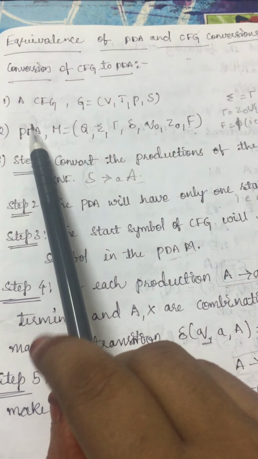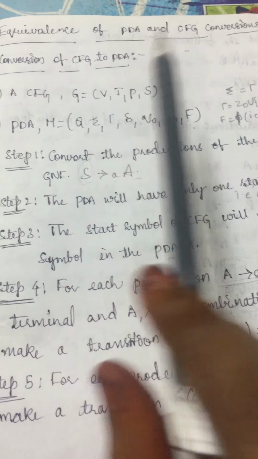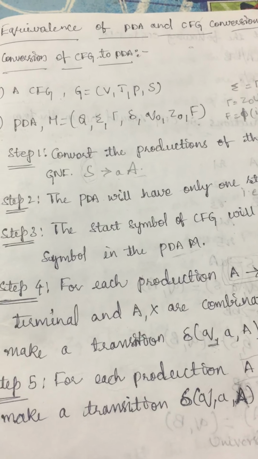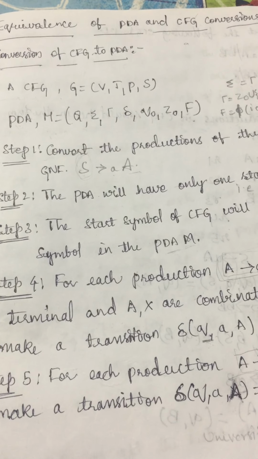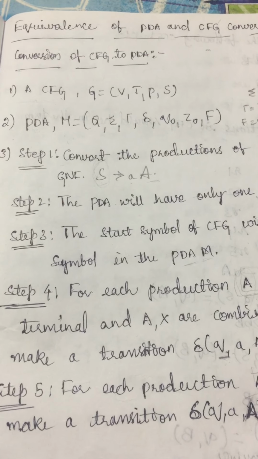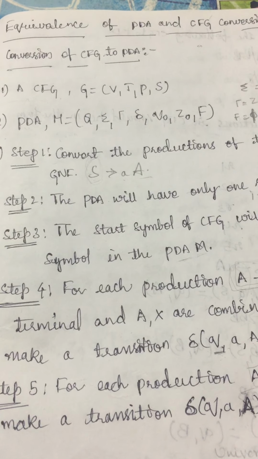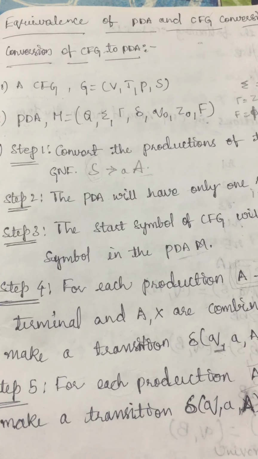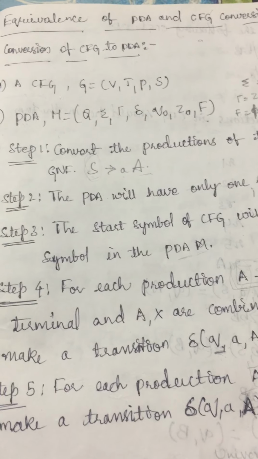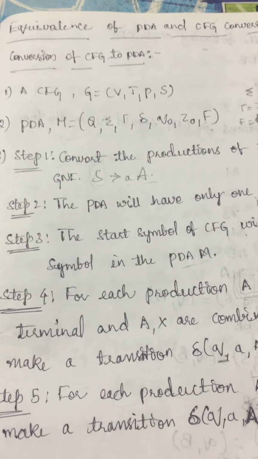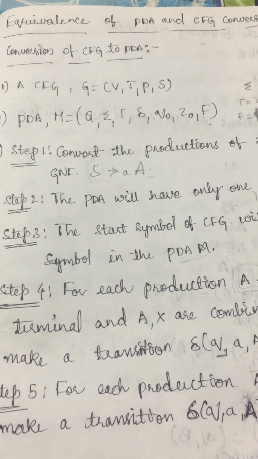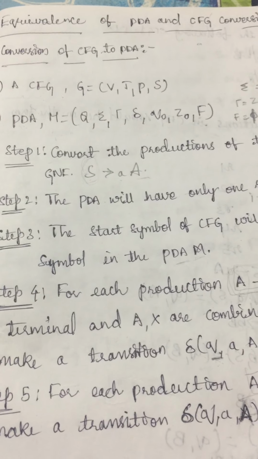So first see, a CFG consists of tuples. We know that grammar consists of variables, terminals, productions and start symbol. So these are the tuples of the grammar. And PDA also consists of tuples, where Q, sigma, tau, delta, Q naught, Z naught and F. These are the tuples present in the PDA. Now in order to obtain a CFG to PDA, what are the steps we have to consider?